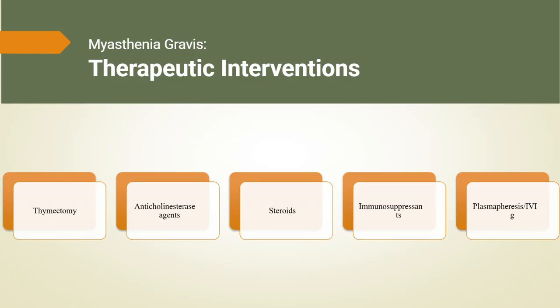To reduce the immune attack on acetylcholine receptors, patients may also receive steroids and immunosuppressants. Prednisone is commonly used to quickly reduce inflammation and dampen the immune response. Long-term immunosuppressants such as azathioprine, mycophenolate mofetil, or cyclosporine help control the disease and reduce the need for high-dose steroids, which have significant side effects. In certain cases, especially in patients who don't respond to standard therapy, monoclonal antibody medications such as rituximab may be used to target specific immune cells responsible for producing harmful antibodies.